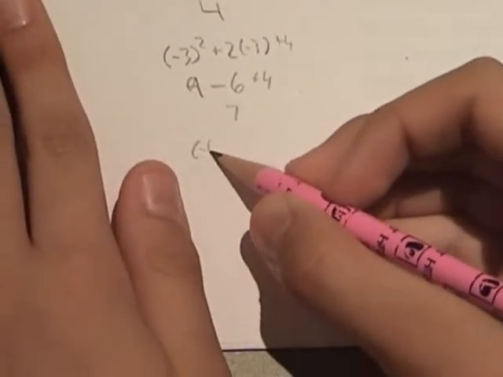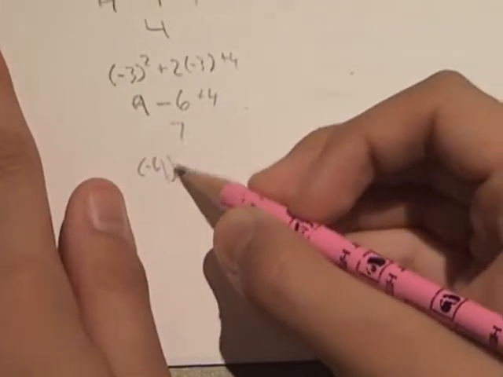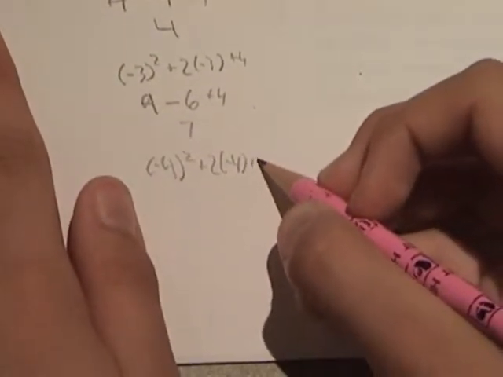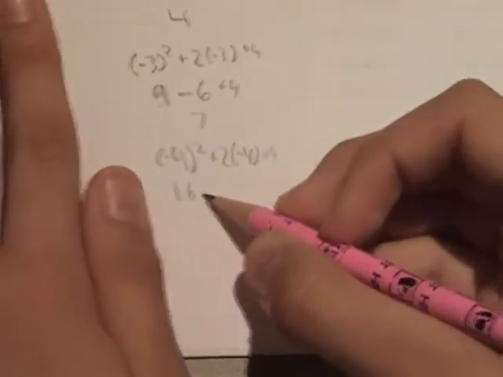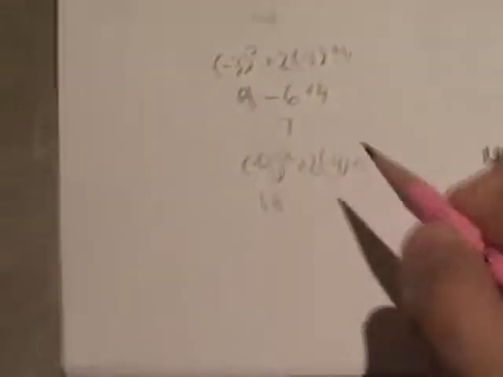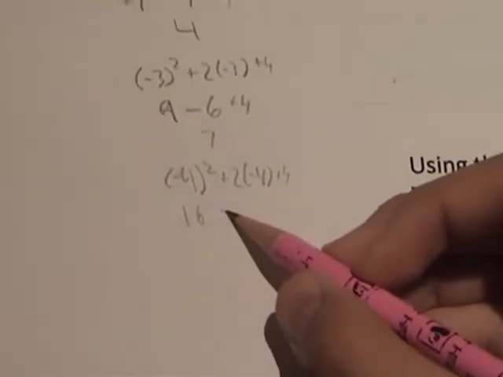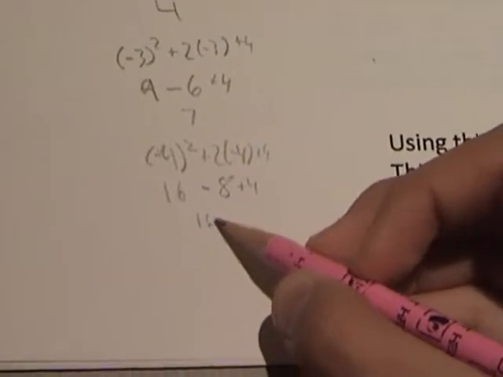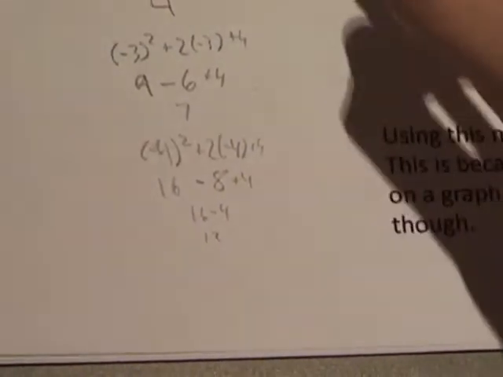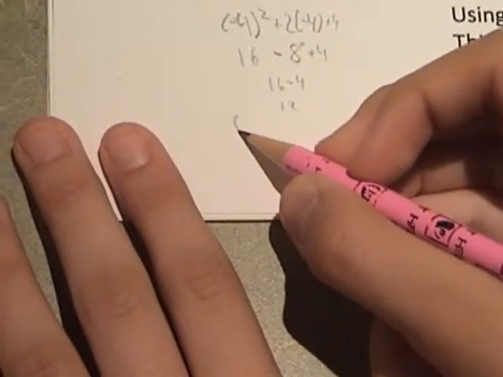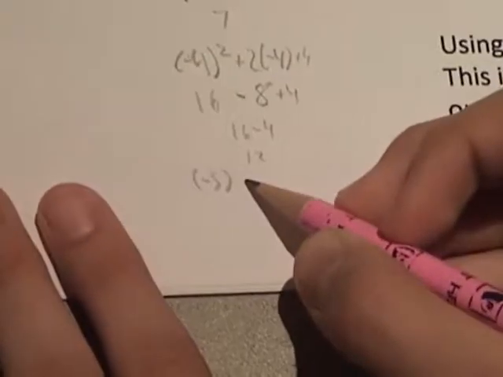Now, negative 4. So 16, remember, negative times a negative equals a positive, minus 8 plus 4. And now finally, negative 5.